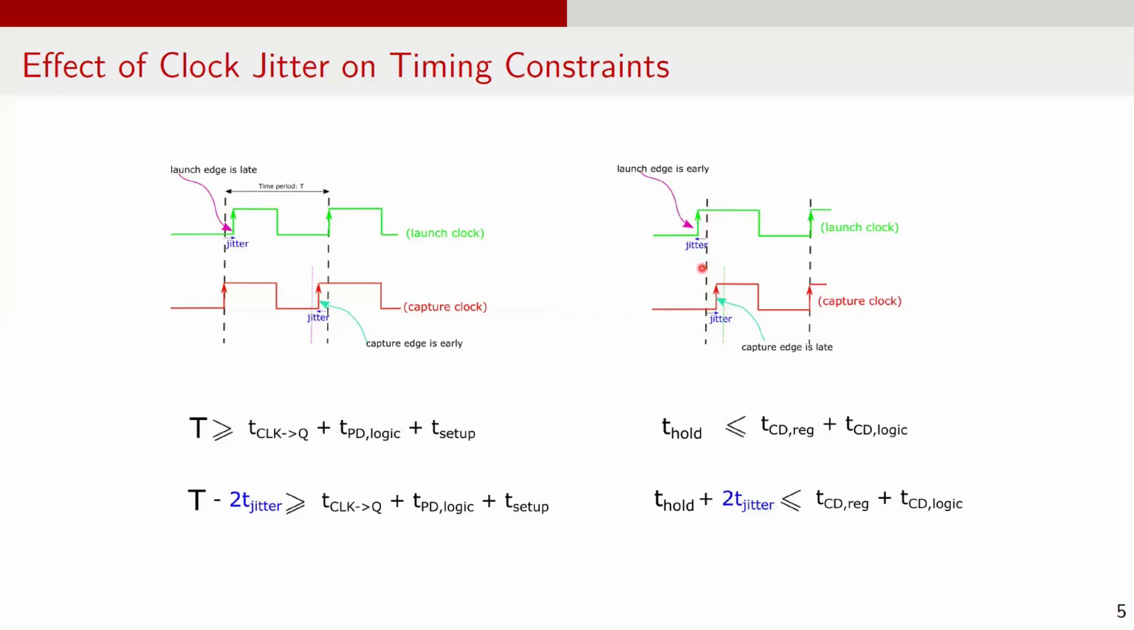In the figure shown here, when the launch clock edge is early, or it is shifted to left, and the capture clock edge is late or shifted to right, due to the combined effect of jitter, the data at the input of the capture flop must remain stable for additional 2 times t jitter to avoid hold violations. This is the updated hold time equation including jitter, where the contamination delay of register plus contamination delay of logic must be greater than t hold plus 2 times of jitter.